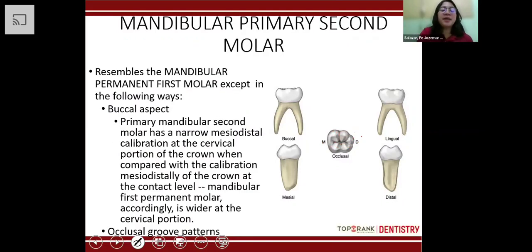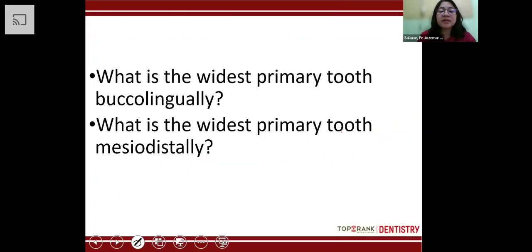From the buccal aspect, the primary mandibular molar has a narrow mesiodistal calibration at the cervical constriction compared to the mesiodistal calibration at the contact area. For the permanent, it's the opposite. The permanent first molar is wider at the cervical portion. And they also have different groove patterns.